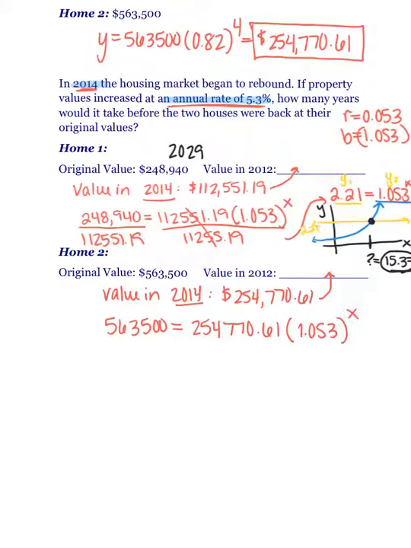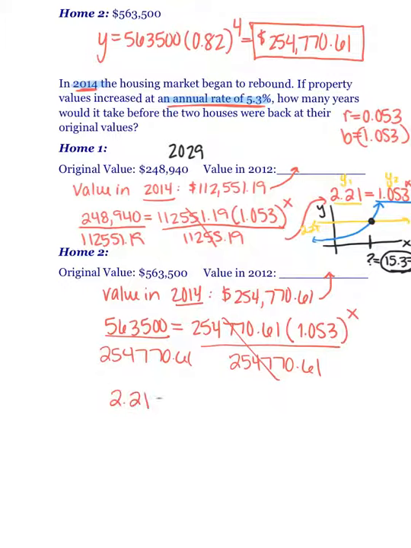Let's go ahead and solve this using graphing. You don't have to make the numbers more friendly. You can plug these in, but if you do, make sure you adjust your window. So I'm just going to do this one step so that I can avoid changing that window to these very large numbers. When I do this division, I get 2.21 again equals this 1.053 raised to the x.